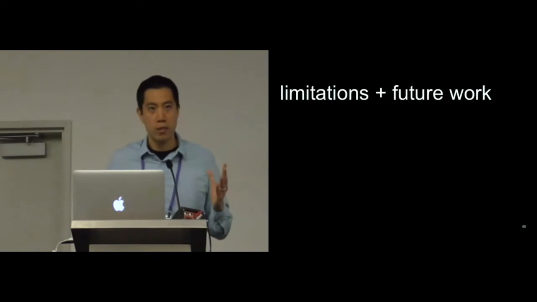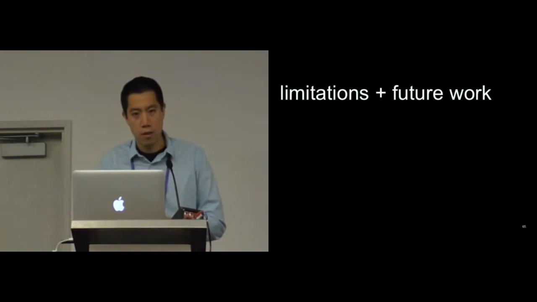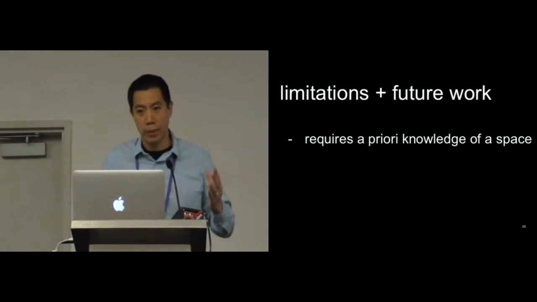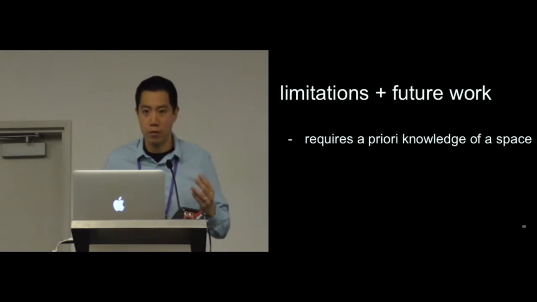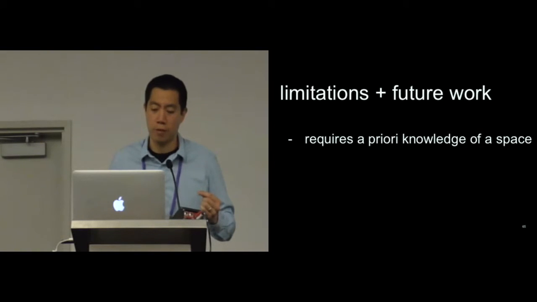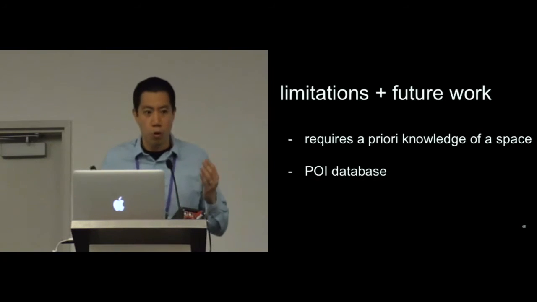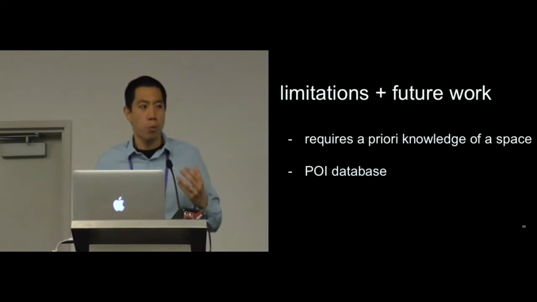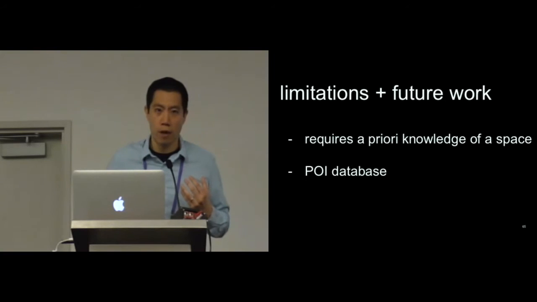Like many techniques, P-compass has its own limitations. First, P-compass requires personal a priori knowledge of a space. The more detailed knowledge a person has, the tighter reference frame a P-compass can provide. And our prototype currently uses a list of manually entered POIs as the location database. In a way, the prototype is only personalized to myself.